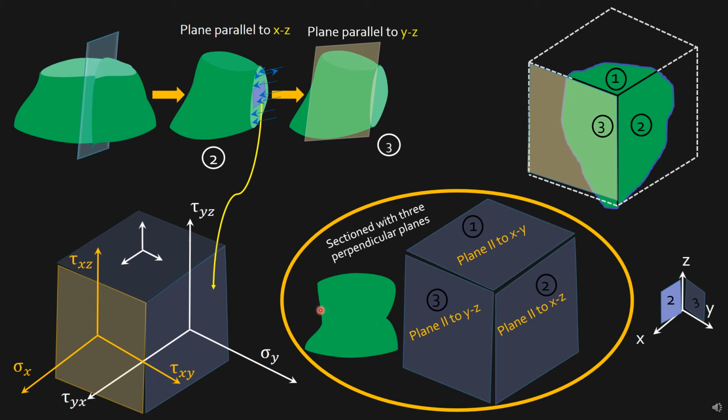So what we have done is we have considered a point in the body. We have passed three mutually perpendicular planes through that point, and by passing these three mutually perpendicular planes, we get a cube of infinitesimally small dimensions. Means if you pass these three mutually perpendicular planes, then you can slice out a cube from that body, and on that cube there will be different stress components.